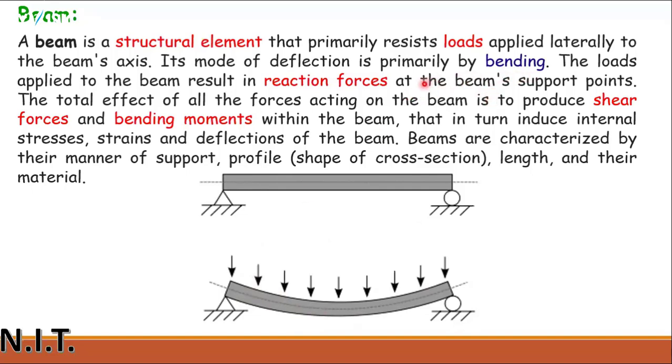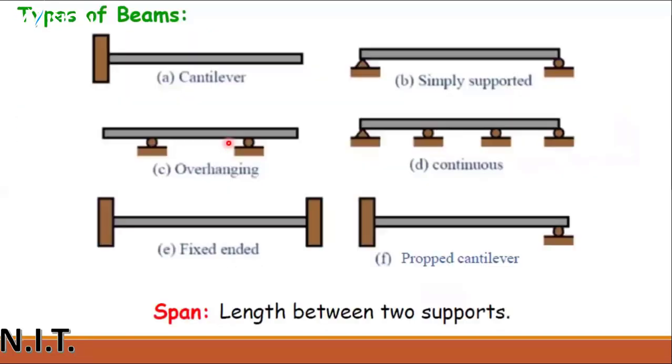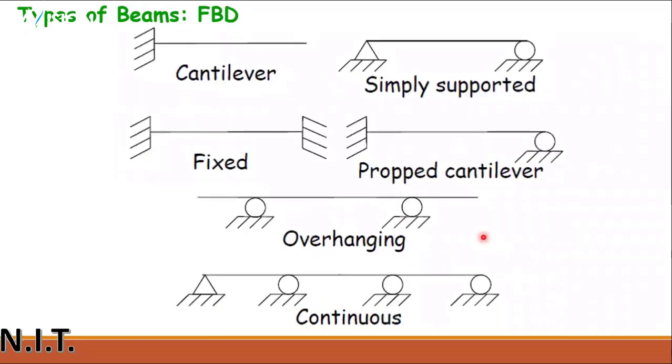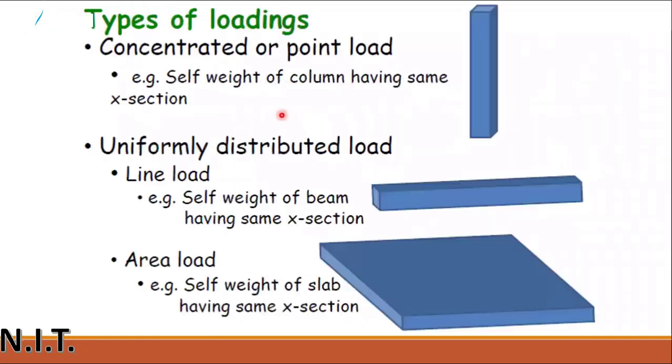Because of the loads applied, we can create reaction forces, shear force and bending moment diagrams. So we will study in today's lecture what reaction forces do and how to create shear force and bending moment diagrams. We have also studied in the previous class that there are 6 different types of beams: cantilever, simply supported, overhanging, continuous, fixed ended and propped cantilever. This is a free body diagram of the same beams.